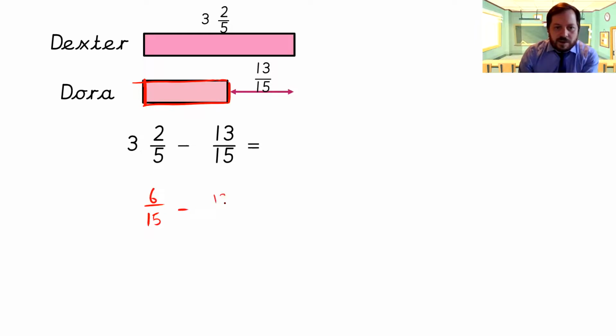We're taking away 13/15. So what we're going to have to do is break the whole. So we take a whole one out of here. That goes down to 2. A whole one is the same as 15/15. So we can add 15 to here, make it 21. And then we can do our subtraction, minus 13. So minus 10 is 11, minus 3 is 8. So it'd be 2 and 8/15.